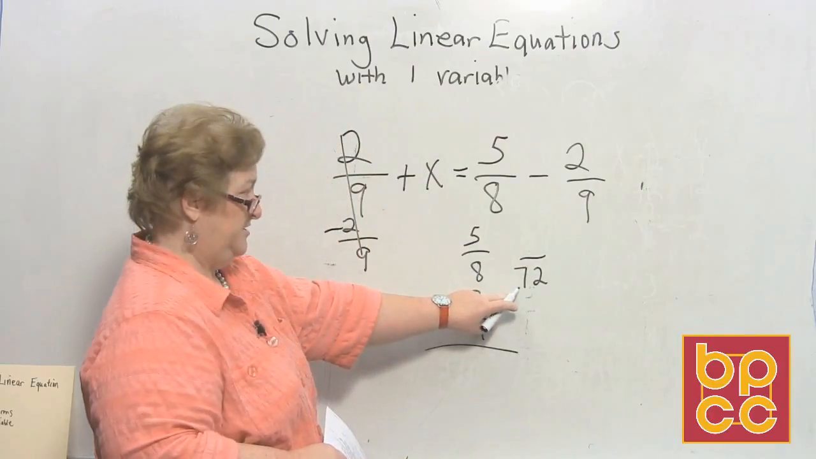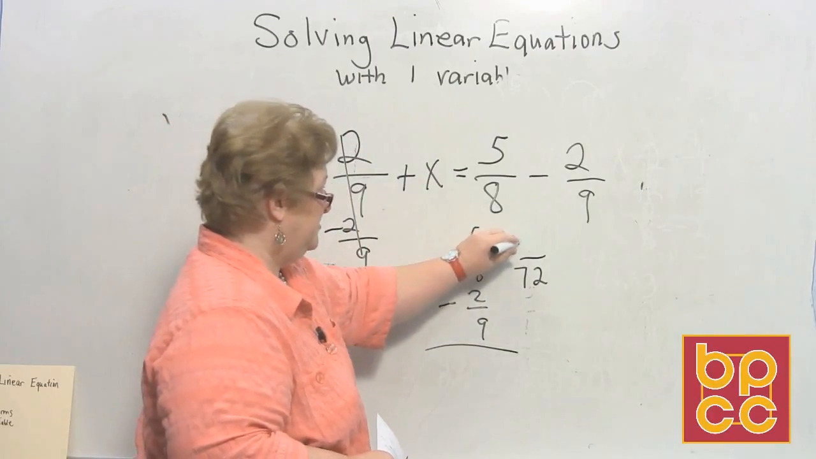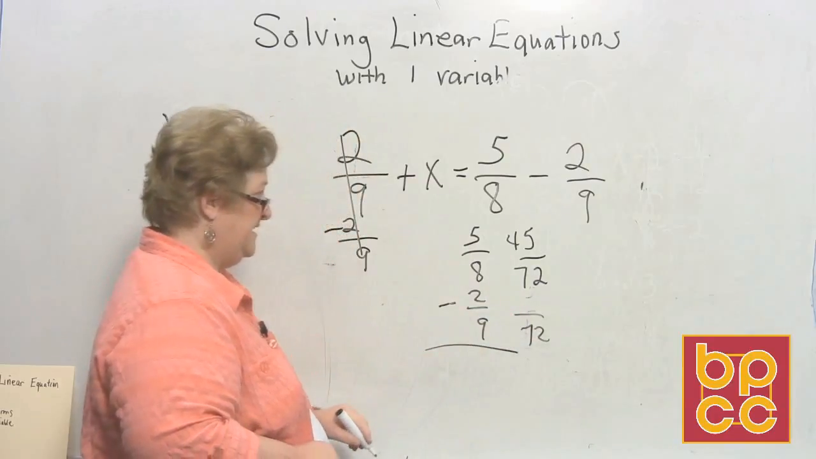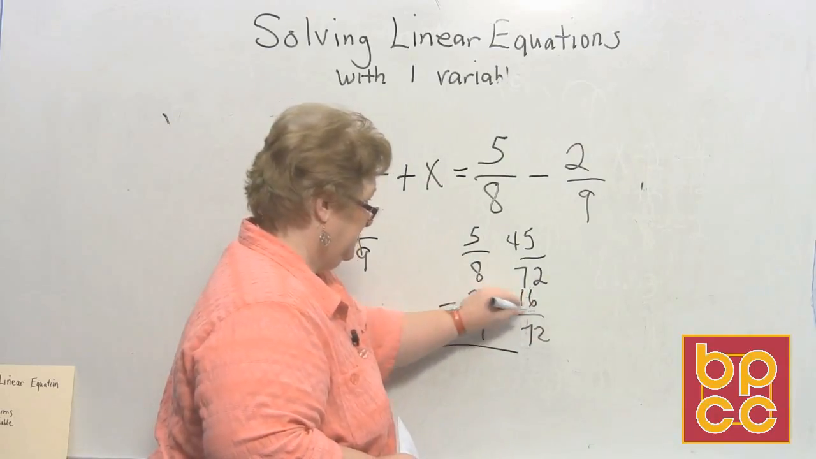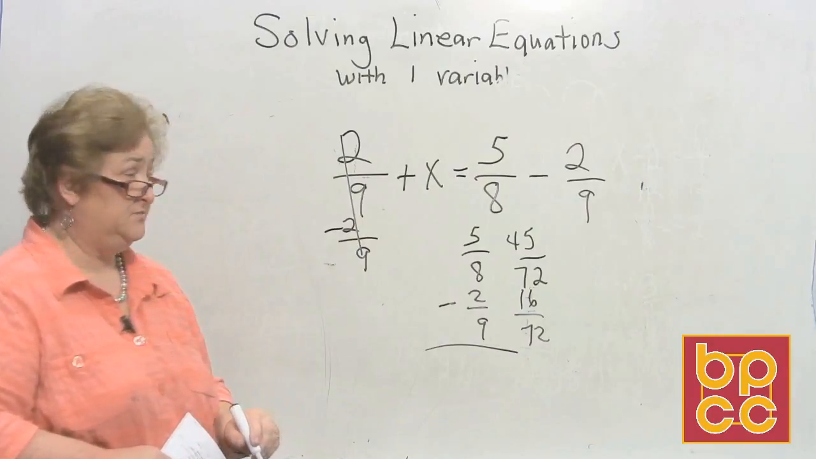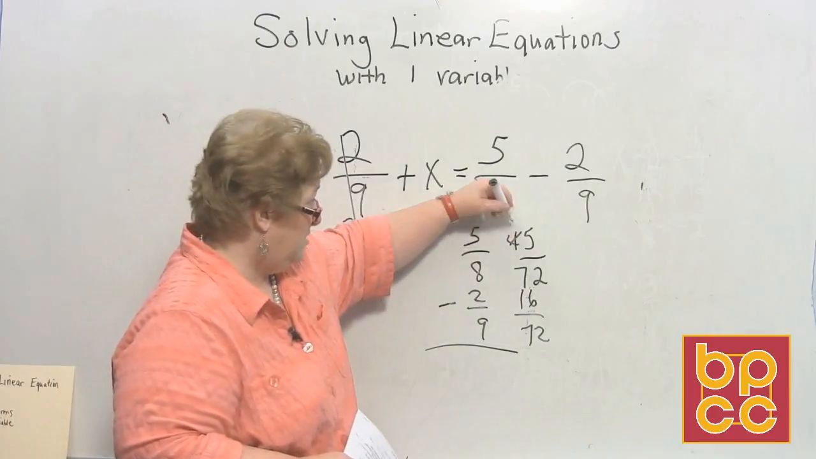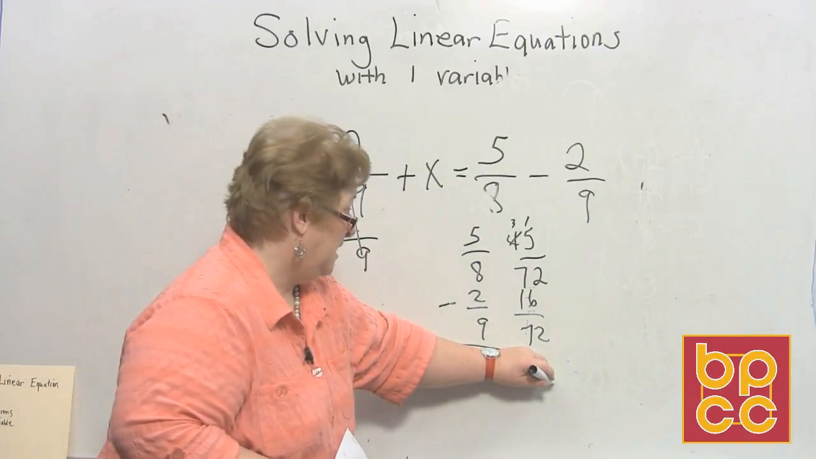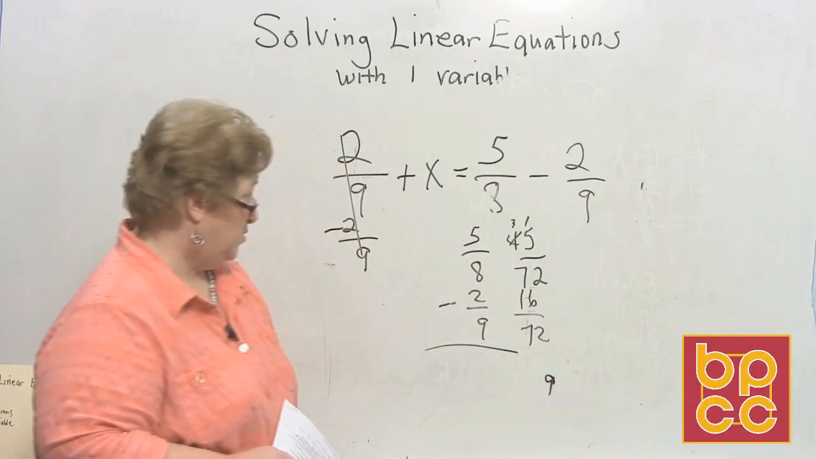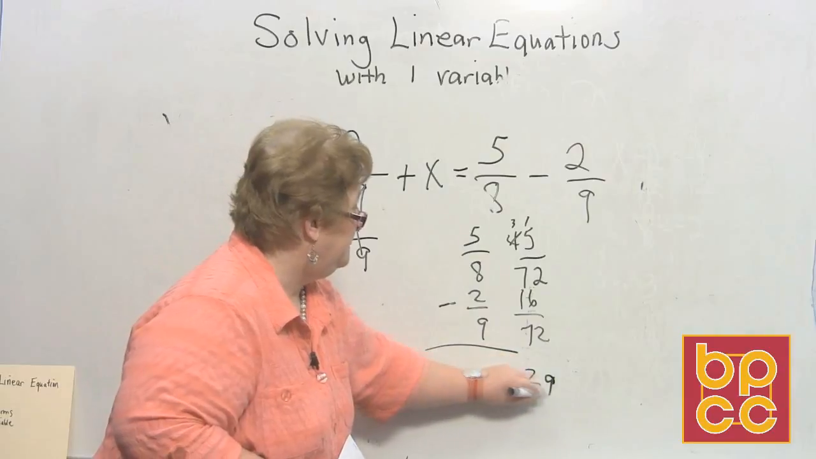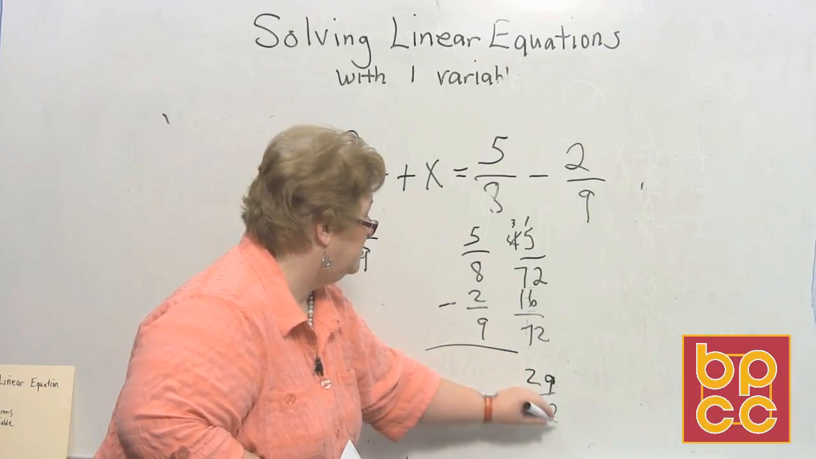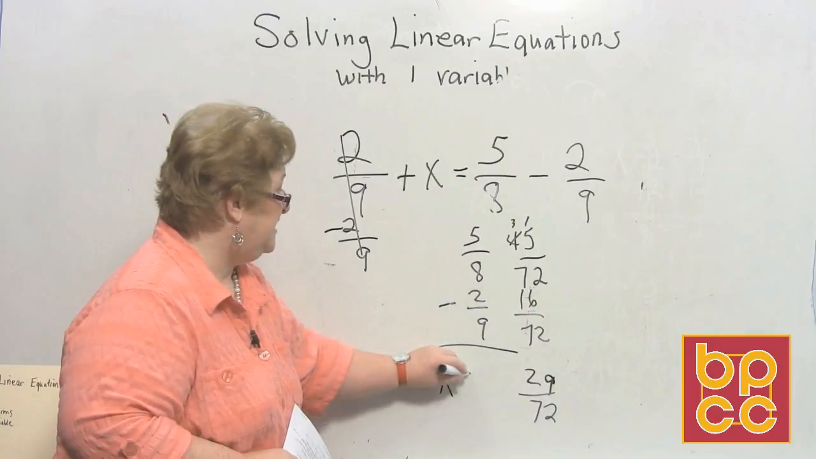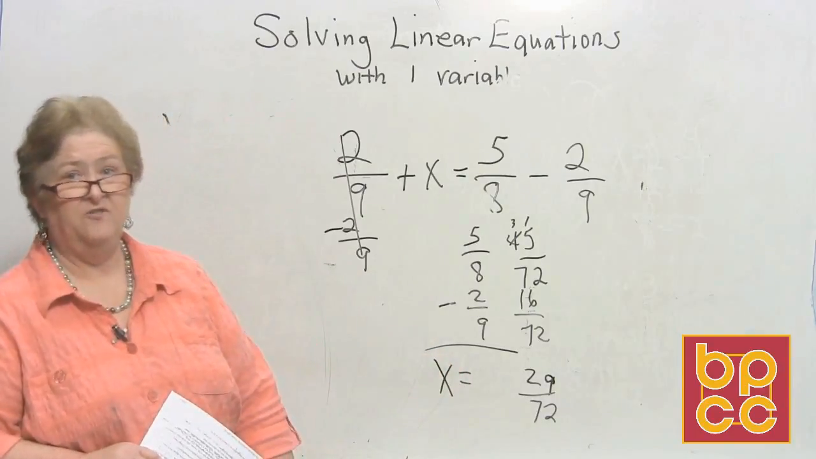8 into 72 is 9. 9 times 5 is 45. 9 into 72 is 8, and 8 times 2 is 16. Okay, we're ready to subtract. So we'll go bar over here. 15 take away 6 is 9, and 3 take away 1 is 2, and we now have 29 over 72. So x is equal to 29 over 72.